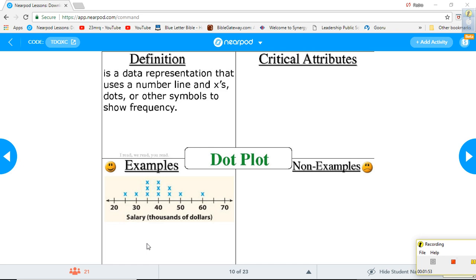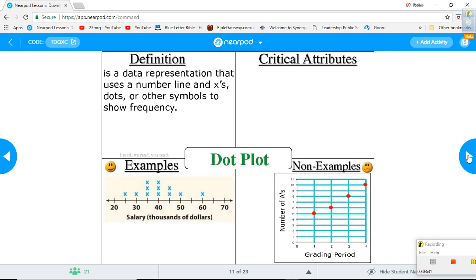Tell your neighbor which one has the least frequency. The least frequency, not the least amount. All right, so you agree that the least frequency is 25,000, 30,000, 50,000, and 60,000. Is that correct? And yes, that's how we read dot plots. So now let me show you what is not a dot plot. Look at it. Copy that.